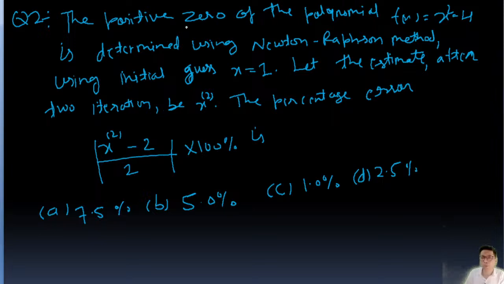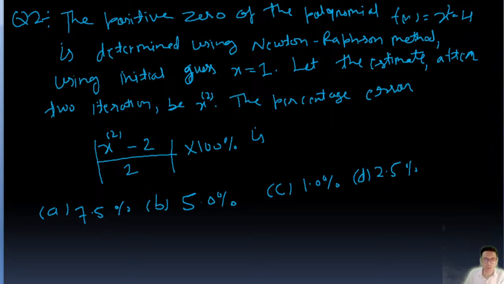So this is the question. The positive zero of polynomial f(x) equal to x square minus 4 is determined using Newton-Raphson method using initial guess x equal to 1. Okay, let the estimate after two iterations be x2. The percentage error you need to find out.